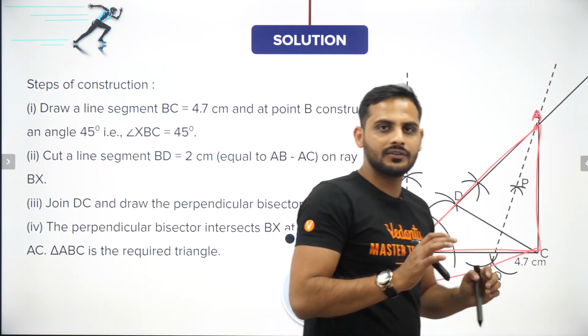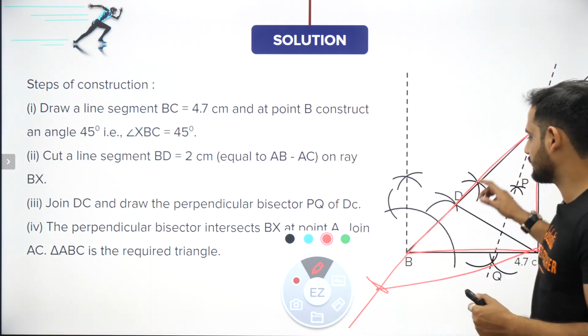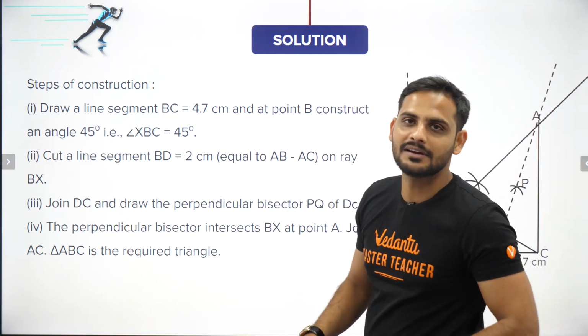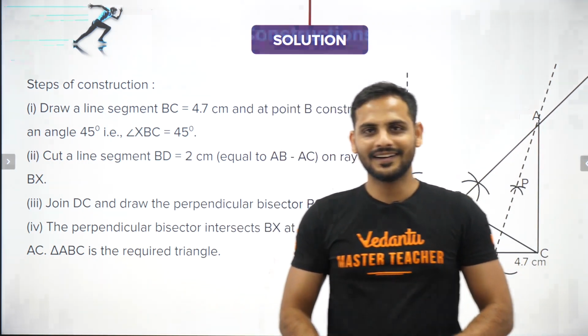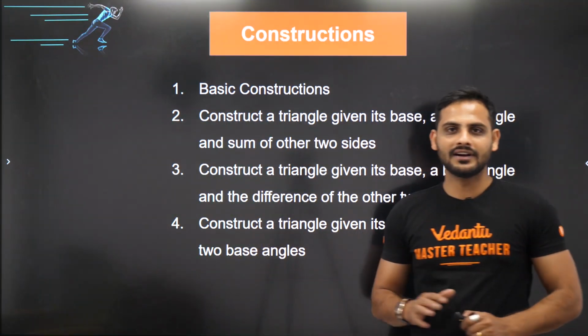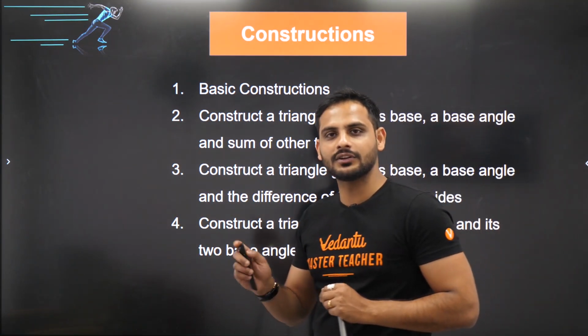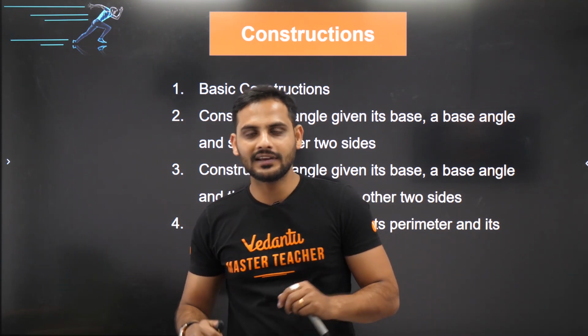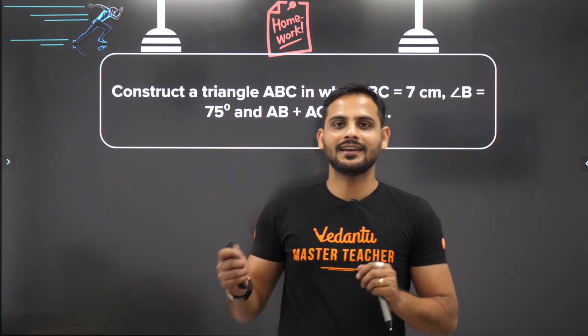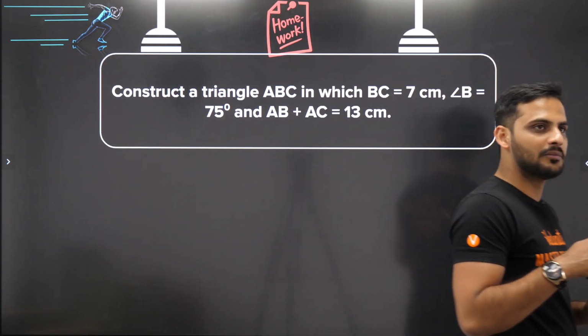Same thing. So these are the 4 types of construction in this chapter. Other than that, there is nothing in this chapter, and this chapter is over. So these are the topics. We have covered each and every topic. I hope you will practice one question of each type from NCERT so that you don't make any mistake in the examination. There is one question you can practice.